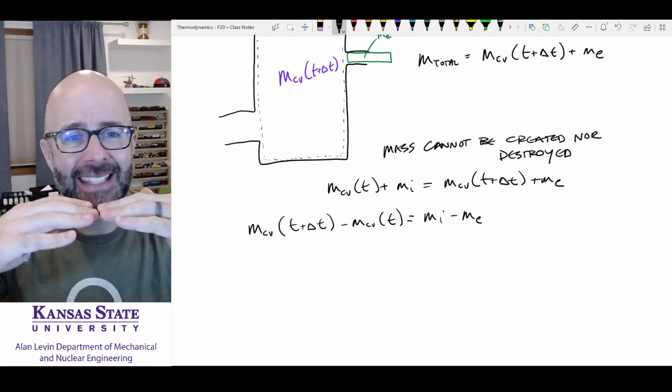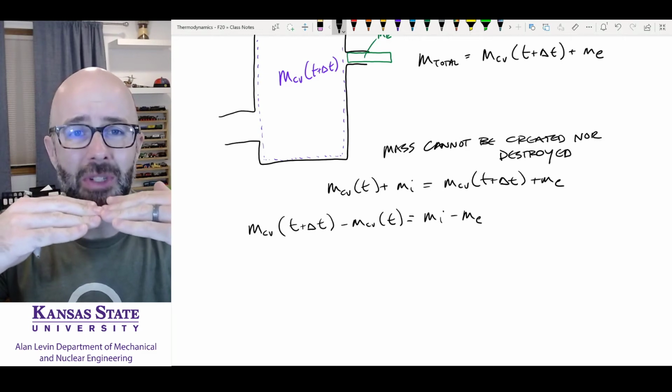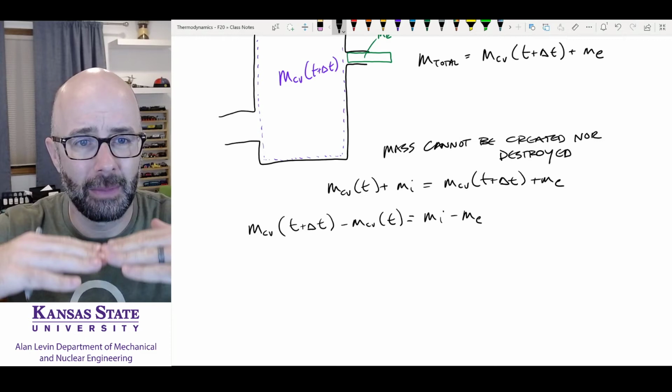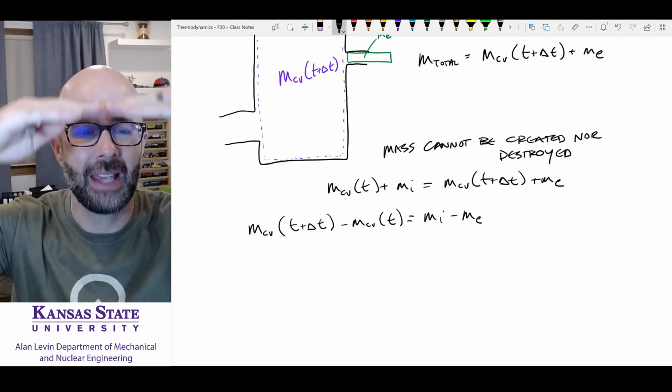Am I in a steady state situation where the mass of the control volume doesn't change? Or am I in a situation where the mass of the control volume is changing, lowering, or is it rising?